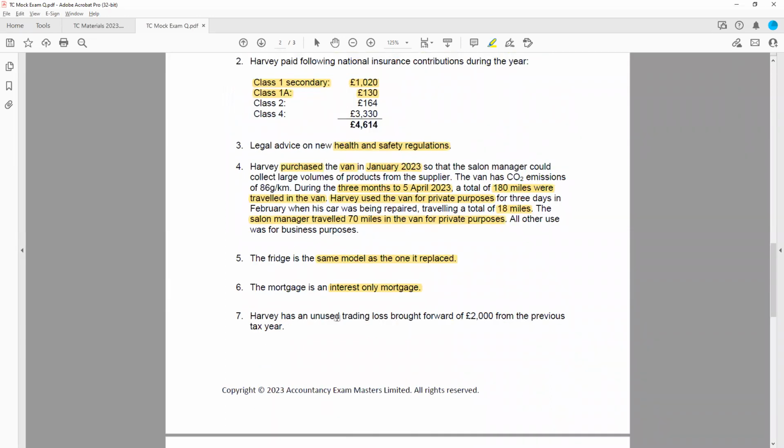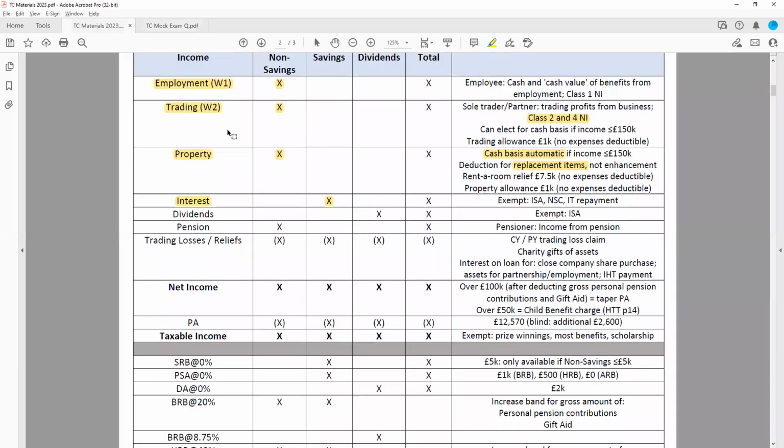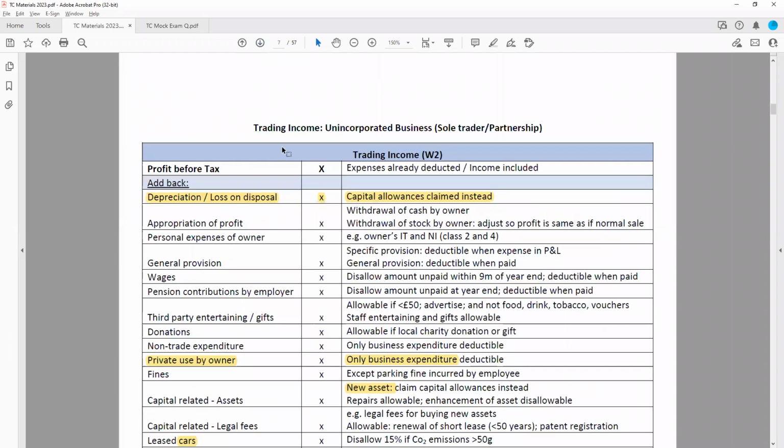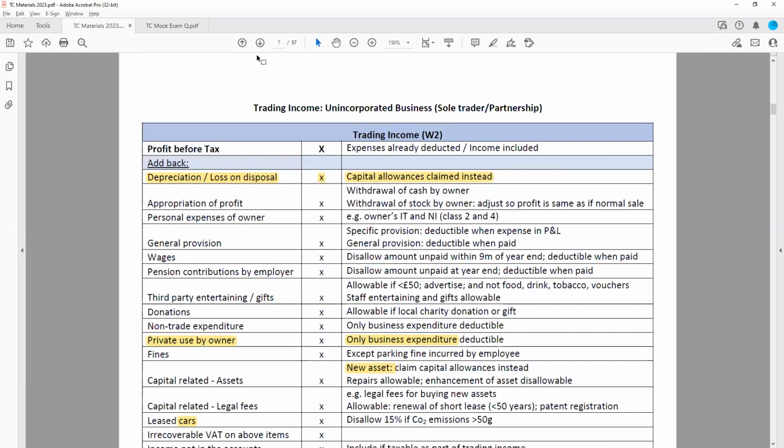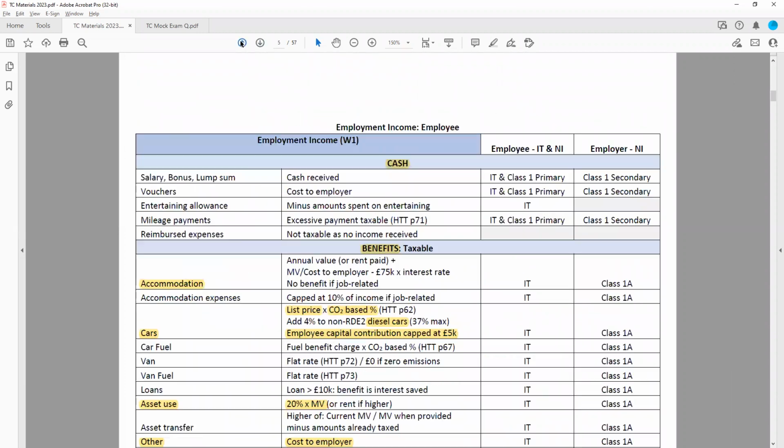We're told Harvey has an unused trading loss brought forward of £2,000 from the previous tax year. So he must have made a loss in the previous year. Maybe the salon didn't do very well, or maybe he had some capital expenditure and could claim a lot of capital allowances. We don't know exactly why he had a loss, and it doesn't really matter too much. He ended up with a loss.